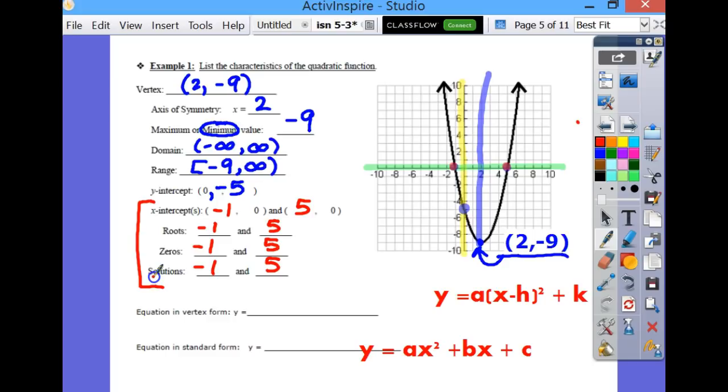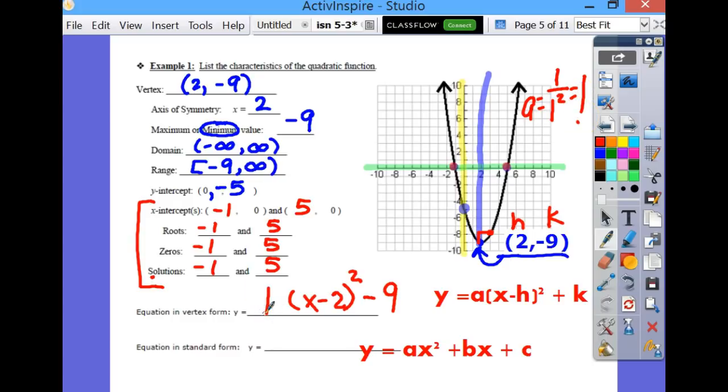When we were solving for the solutions last week, what we were finding were the x-intercepts. The equation in vertex form is going to be y equals (x minus 2) squared. This is going to be your h, and this is going to be your k, minus 9. And then we need to find the a. The a is the rise over the run squared. So the a is 1 over 1 squared, which is 1.